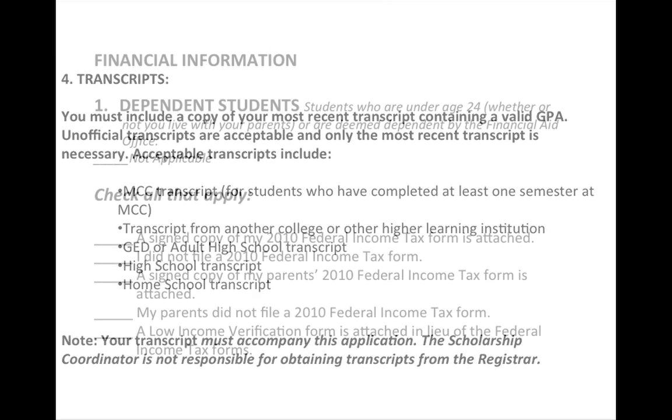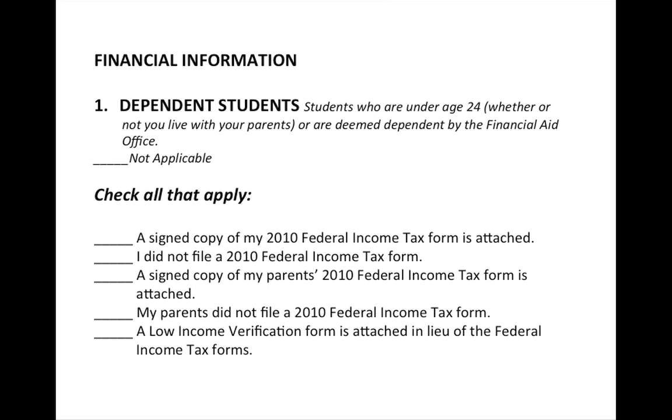On the next page, your financial information is required. Now, you have to decide whether you're a dependent student or an independent student, and the instructions explain to you what is meant by dependent and independent. If you are dependent, you fill out all of Section 1. If you are independent, you check not applicable in Section 1 and complete all of Section 2.